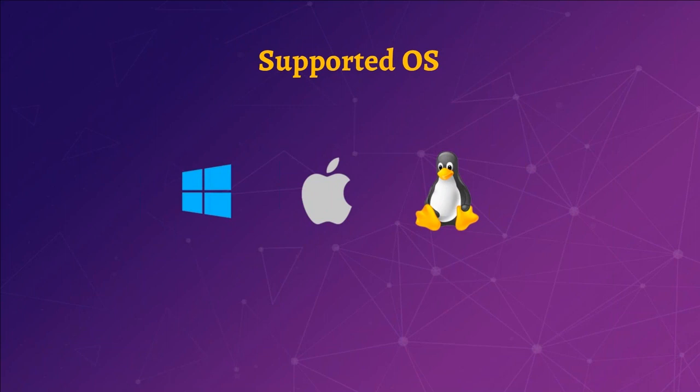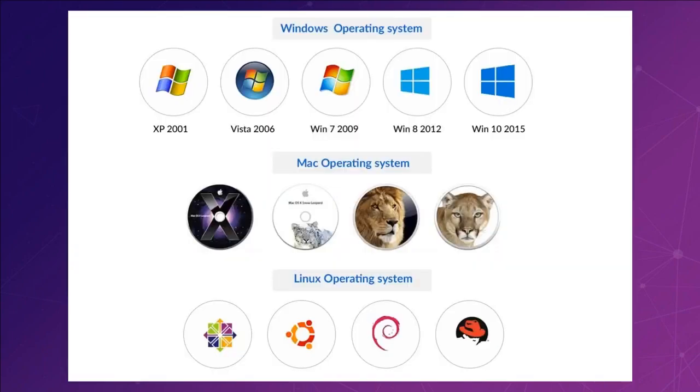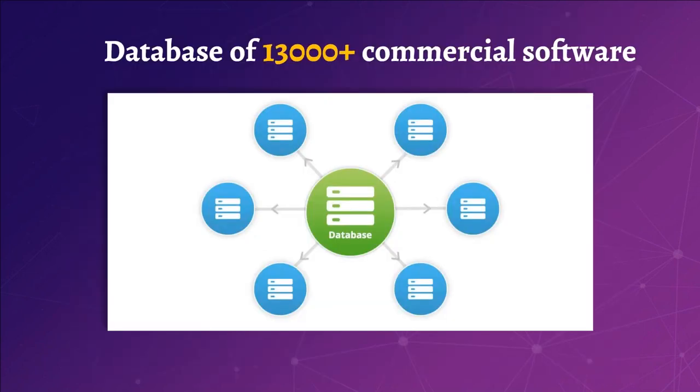Supported operating systems. Desktop Central's asset management supports all 3 major operating systems: Windows, Macintosh, and Linux. Here we can see the split-ups of the versions that we do support. We also have a large customer base who contributes to our community. With their help, we are categorizing the applications as commercial automatically. Right now we have 13,000 and growing applications supported by Desktop Central.